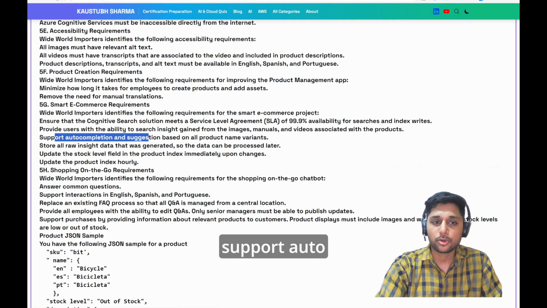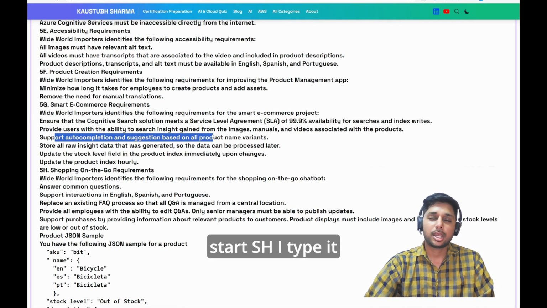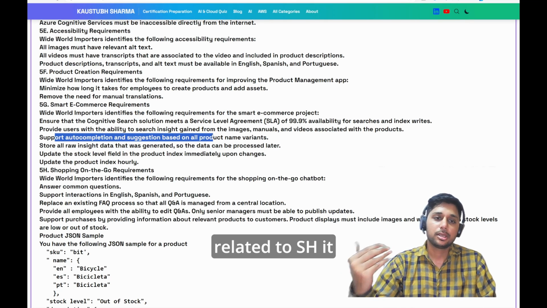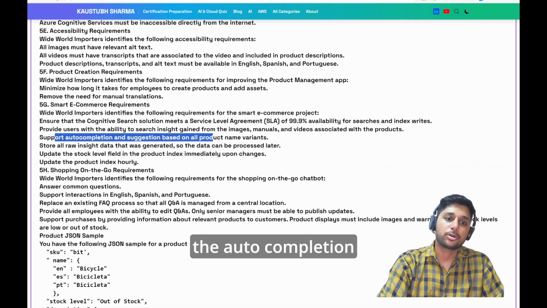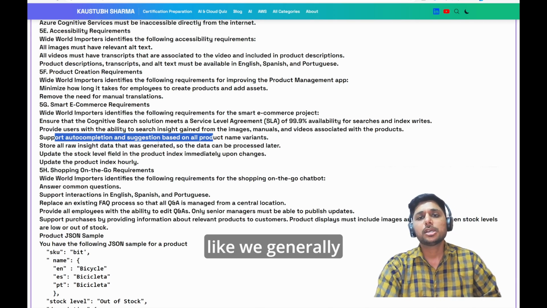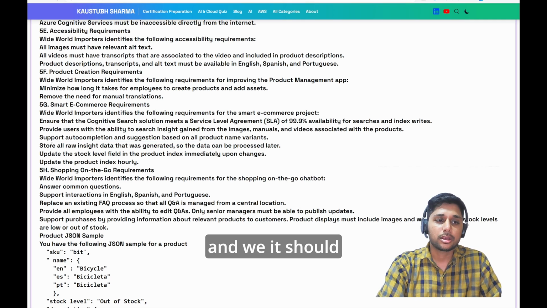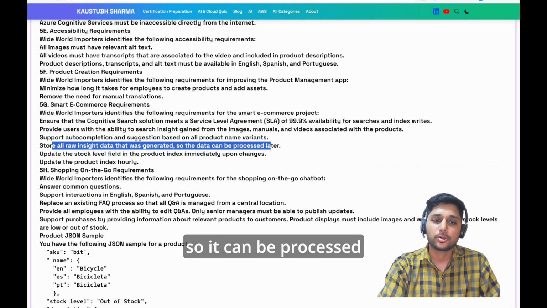Also, it should support auto completion and suggestions. Just like when I type SH, it should show shirt or any other products related to SH. It should show something like shell. It should show me all the auto completion suggestions, just like we generally see whenever we search anything. And it should store all the raw insight data that was generated, so it can be processed later.